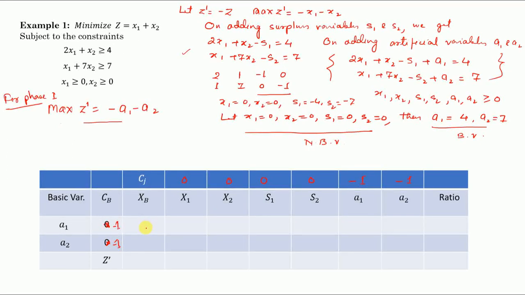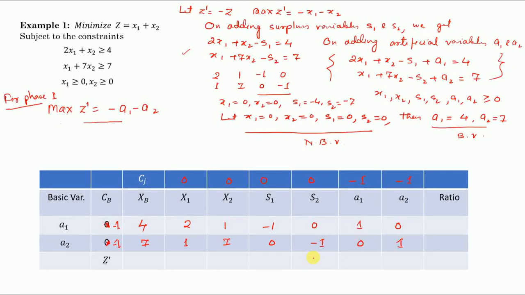Now xb, the values of a1, a2. Look at this. This is 4 and 7. So you can write it: this is 4 and this is 7. Now x1, x2, all these values you can take from here. So this is 2, 1. This is 1, 7. This is 1, 7, -1, 0, 0, -1. This is 1, 0, 0 and 1.